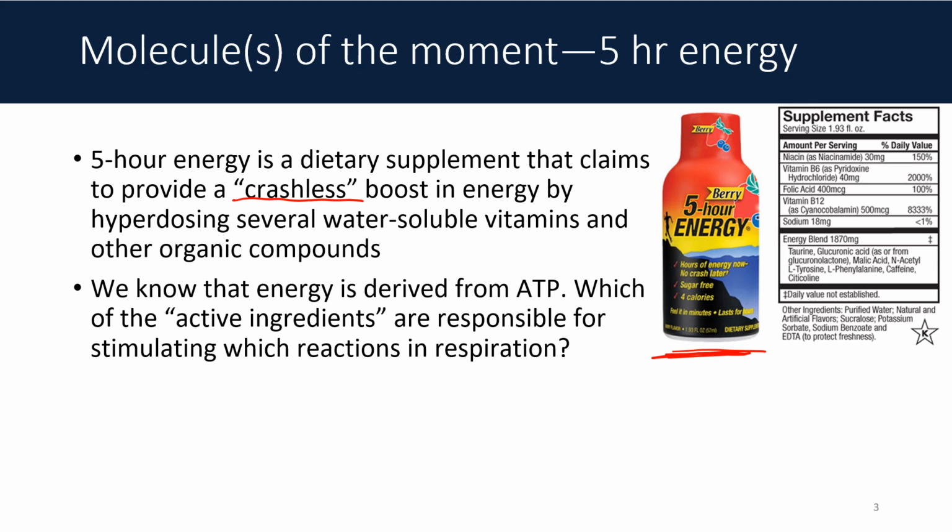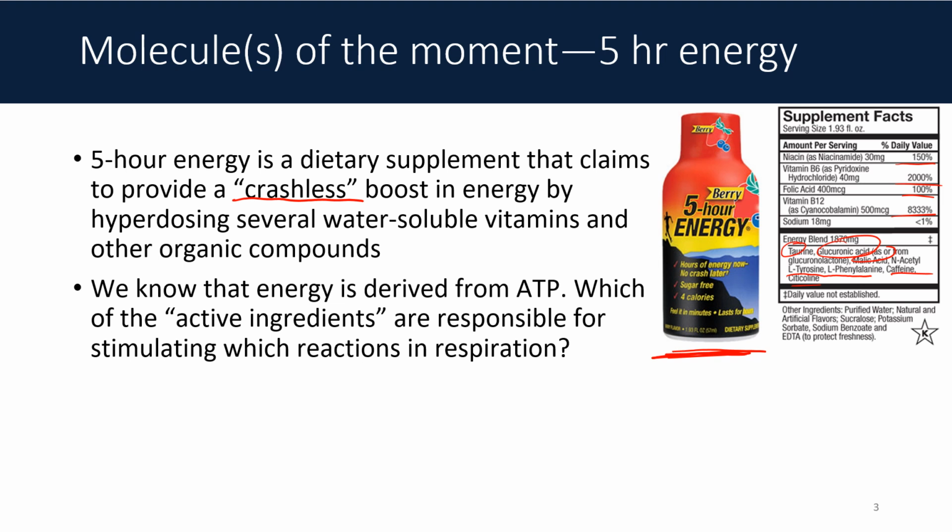We have 150% of our daily niacin intake, a whopping 2,000% of our B6 intake, folic acid, a normal amount of that, over 8,000% of our daily B12 intake, and then this so-called energy blend consisting of taurine, glucuronic acid, malic acid, some amino acids, caffeine, whatever that is, so on and so forth.